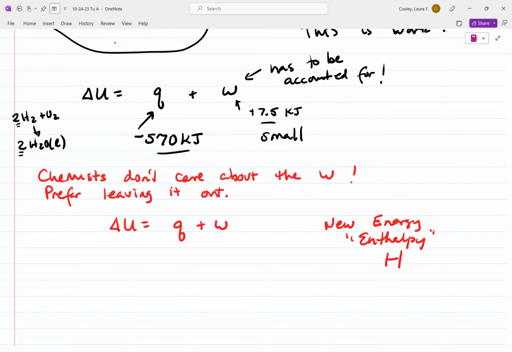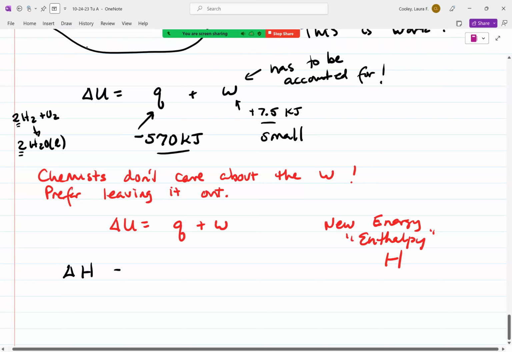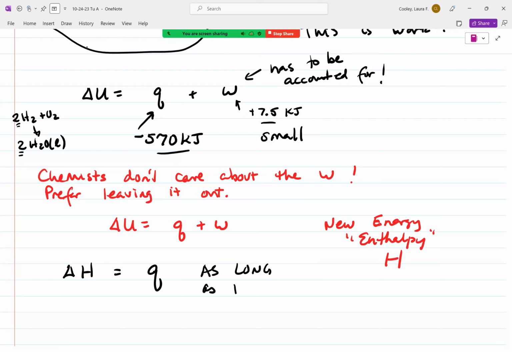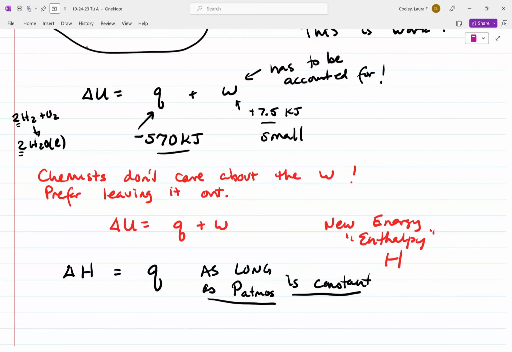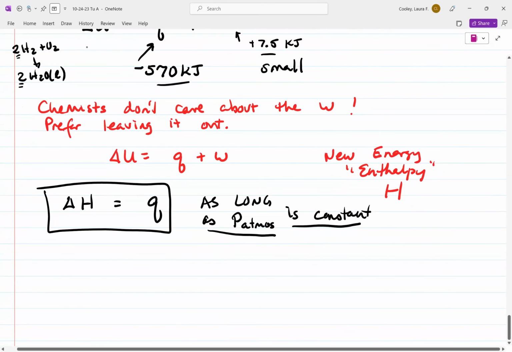And enthalpy has the symbol H. And delta H, the change in enthalpy, is just the Q part, as long as the pressure of the atmosphere is constant. And what reactions do chemists care about? We mainly care about reactions that occur on the bench top. The bench top is under atmospheric pressure, and so the pressure is constant. It's whatever the atmospheric pressure is. So as long as we say that the pressure is constant, we can simply use this equation here.